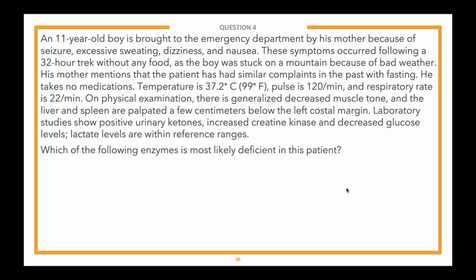I want all of you to start thinking about the relevant clues in this vignette as I hand it off to Paris. Thank you, Sean.